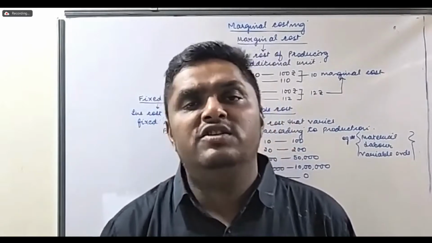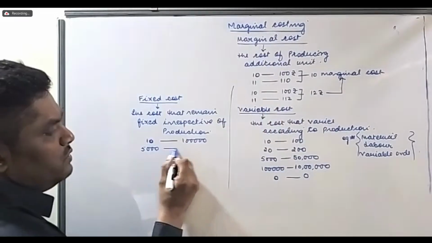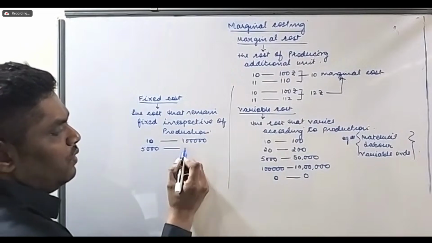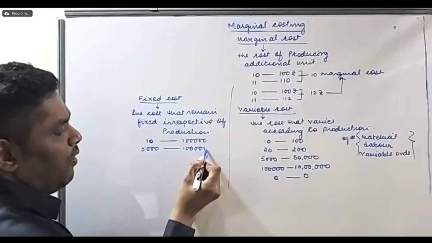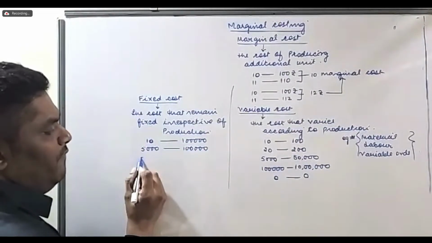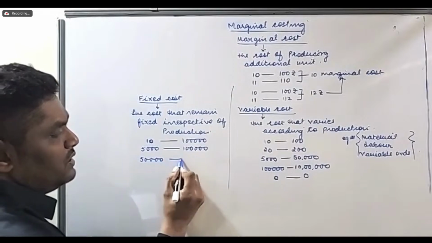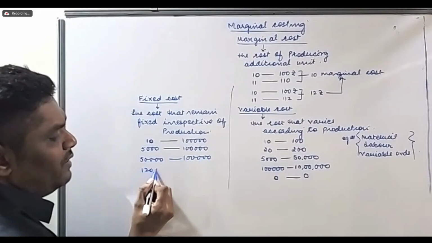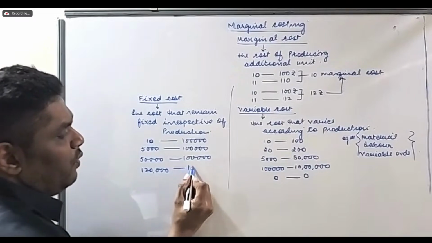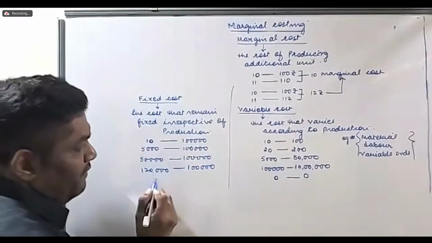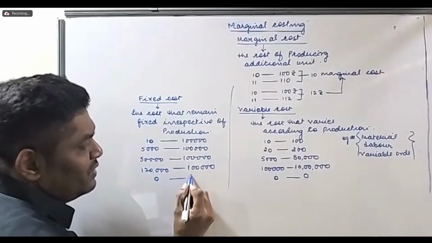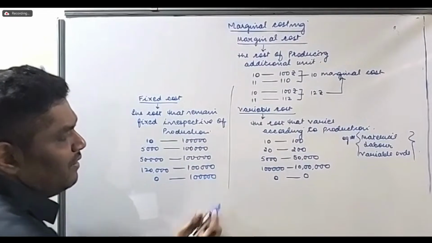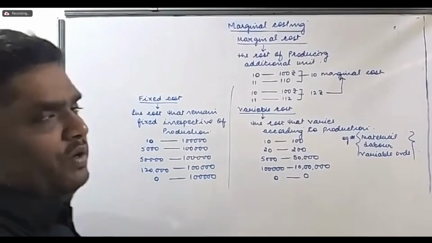चाहे कितना भी production करो, this cost will remain unchanged. Also, the cost will be 1 lakh only. For 50,000 units also, the cost will be 1 lakh. For 1,20,000 units also, it will be 1 lakh only. And very important, for 0 units also, it will be 1 lakh. So irrespective of production, this cost will always remain constant.